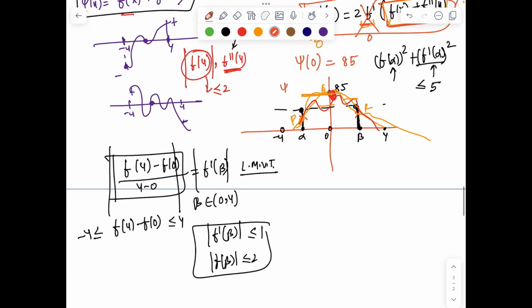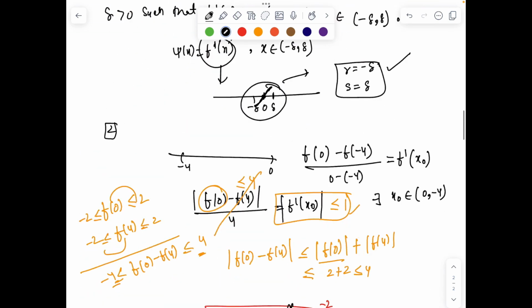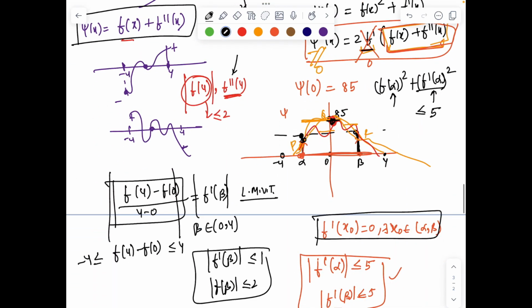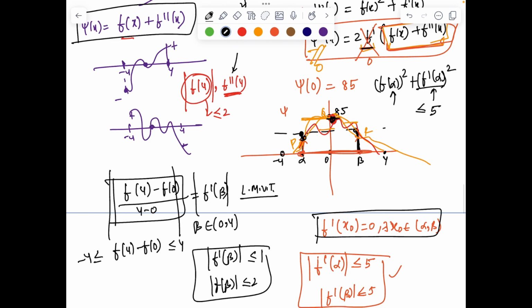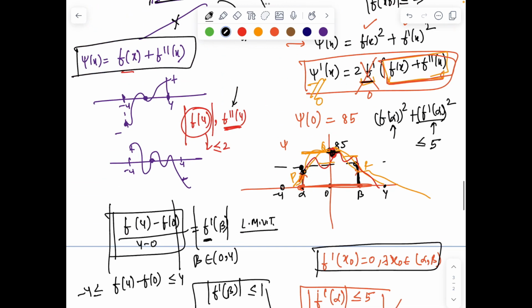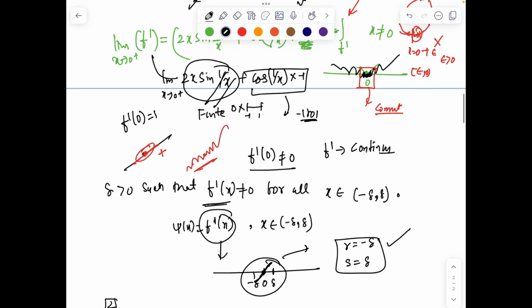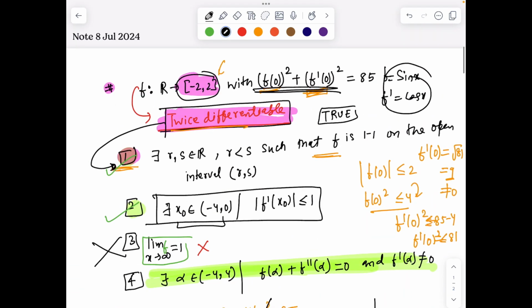Why can f dash x not be 0 for any point between alpha and beta? Because if f dash alpha becomes 0, there exists some point between minus 4 and 4 that contradicts the hypothesis of the problem. Hence, the answer for this problem, option D, is that there exists alpha for which f dash is not dying, and the other consequence is definitely true. I hope you enjoyed the lecture.